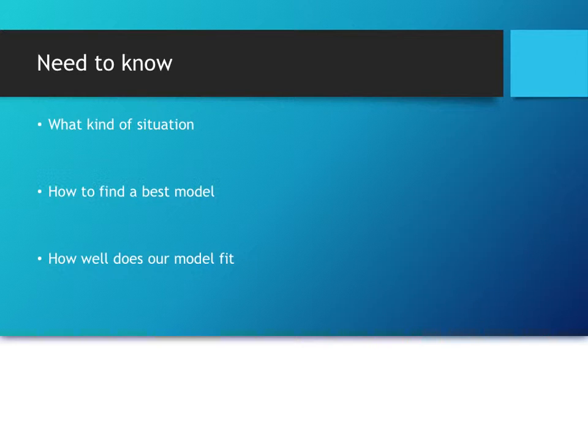Now, there's three important things that we're going to have to look at. First off, what kind of a situation are we in? Are we in a situation where we have linear growth or exponential growth, or do we have a parabola, which is a quadratic function, things of that nature? So what kind of situation we're in.